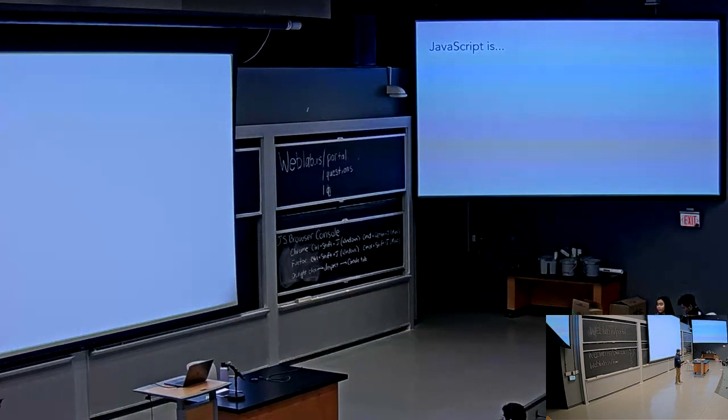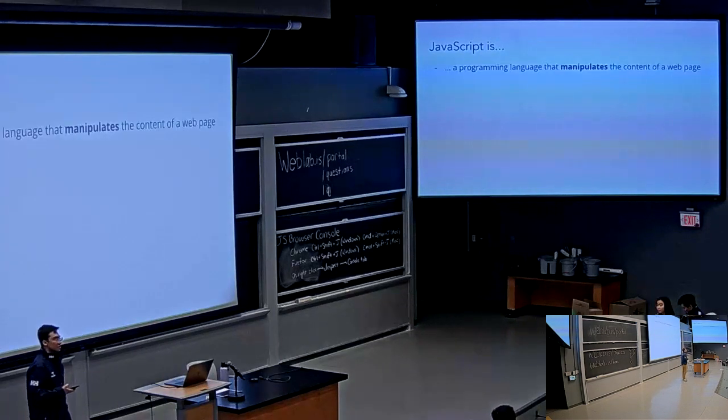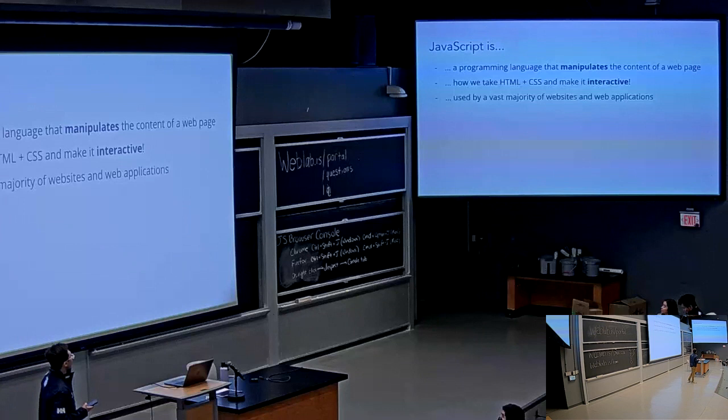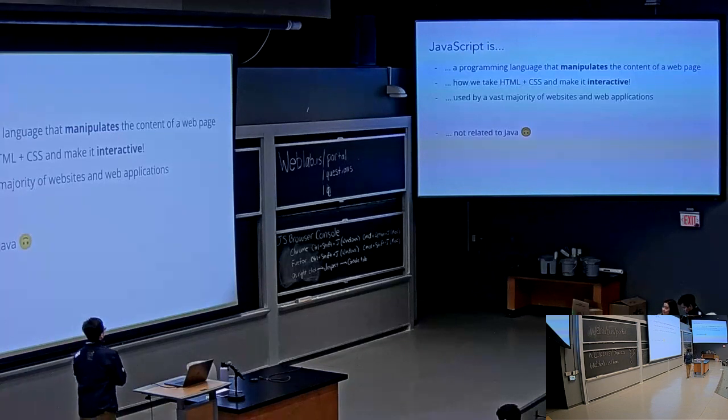So what is JavaScript? JavaScript is a programming language that manipulates the content of our web page, and it's how we take the HTML and CSS that we wrote this morning and we actually make it interactive. So that's adding buttons, navigating to maybe other web pages within our websites. And it's used by a vast majority of websites and web applications today. And JavaScript is not related to Java. So these things are completely separate.